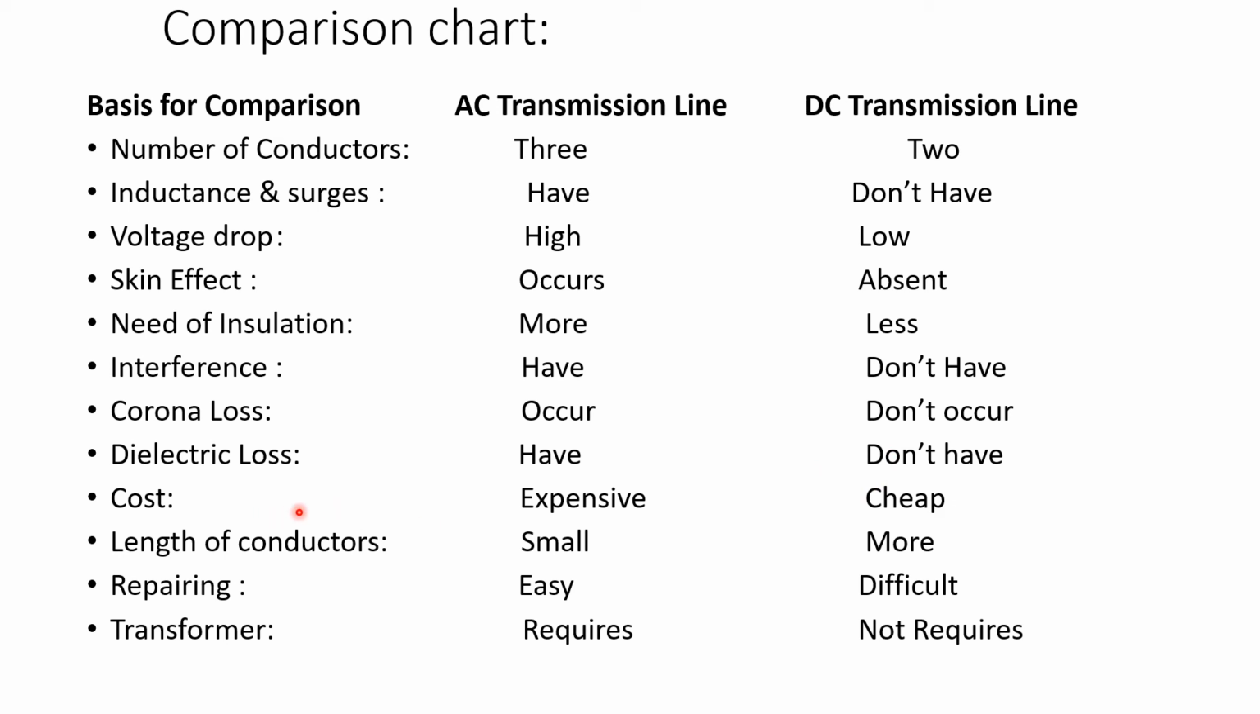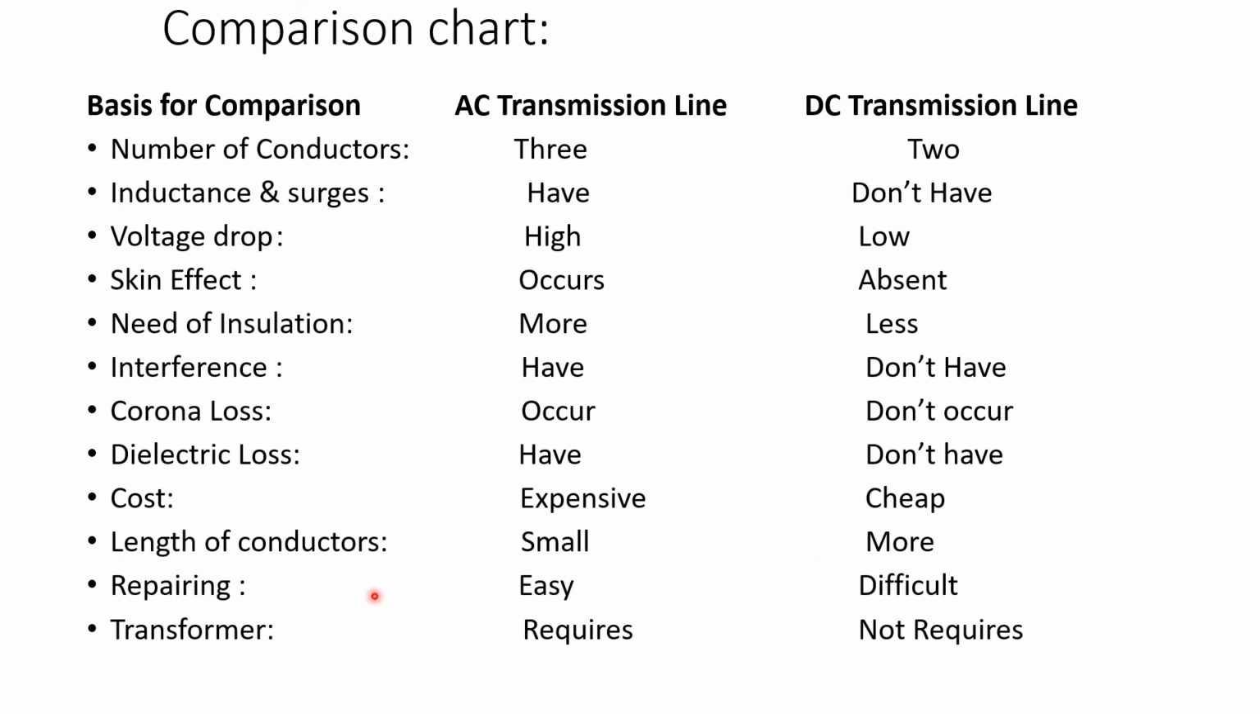Cost and maintenance. The cost of an AC transmission line is very high, because in an AC transmission line we need many more supports, and if we want to change the level of voltages, we need transformers. That will increase the cost of the AC transmission line, and in order to avoid losses and maintain efficiency, we need many more requirements in an AC transmission line when compared with DC.